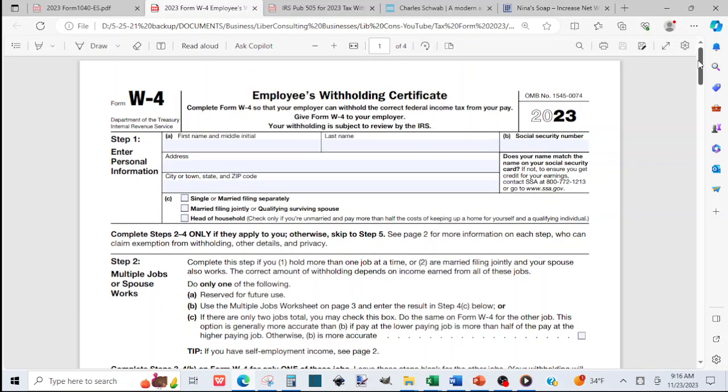Or if you have a side business, an LLC taxed as an S-corp, and that S-corp is paying you, you can withhold more through your S-corp as well.